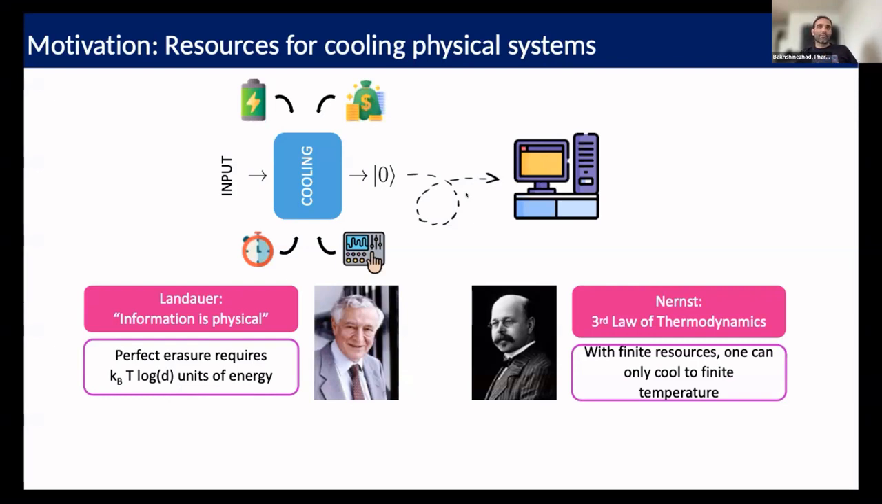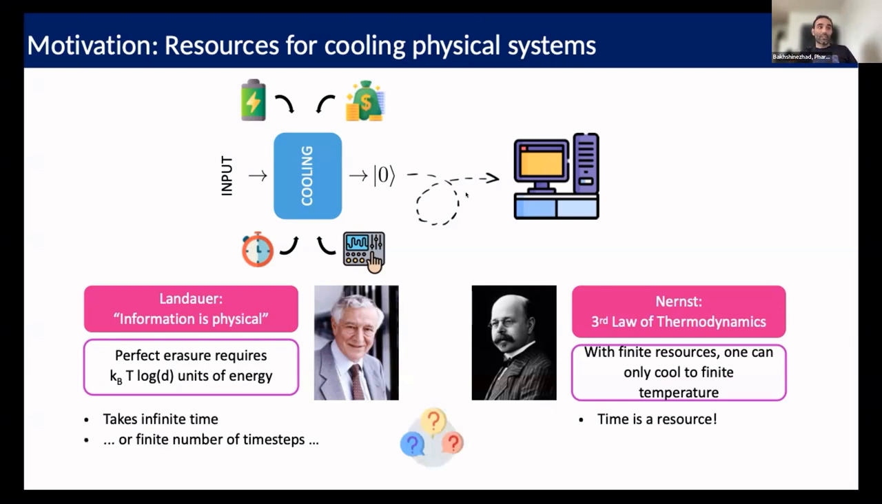But from the other side, we have Nernst's unattainability principle, and that is the third law of thermodynamics. It says with finite resources, we are not able to cool the system to the ground state. It seems there is a contradiction, but actually there is none, because if you look at Landauer's principle in more detail, then you can see that if you want to reach this amount of heat dissipation, you need infinite time, and you need to do the process very slowly.